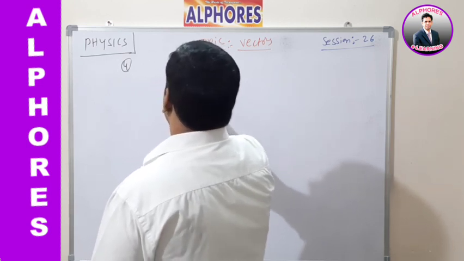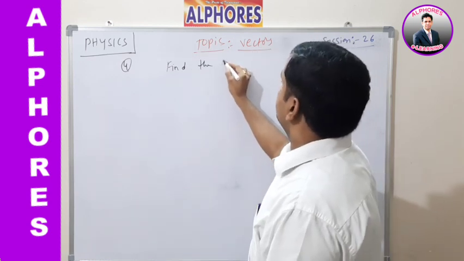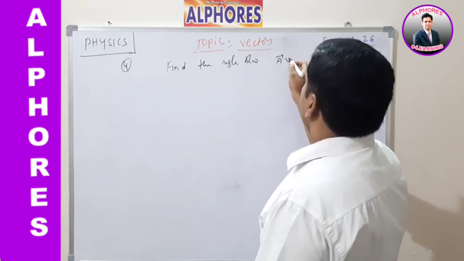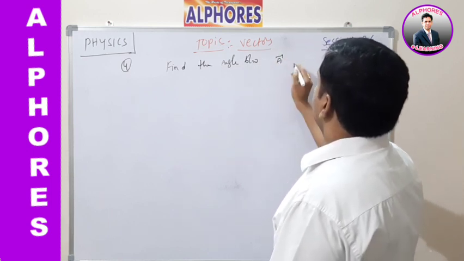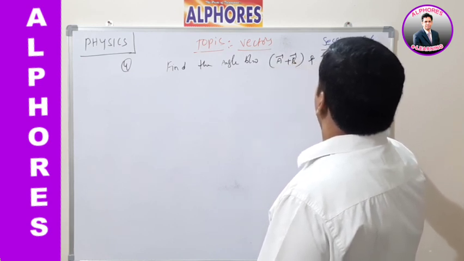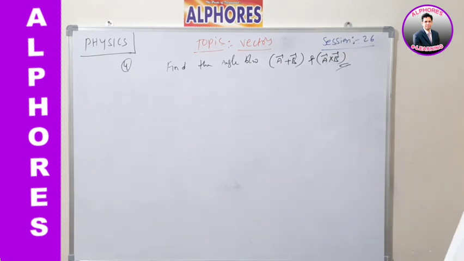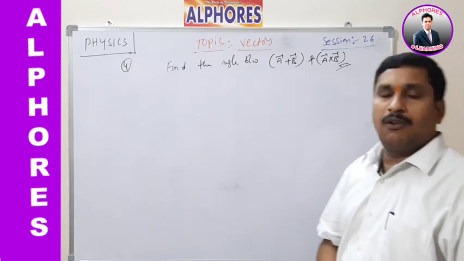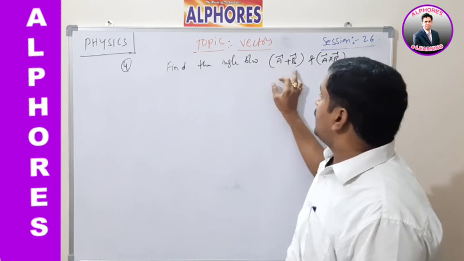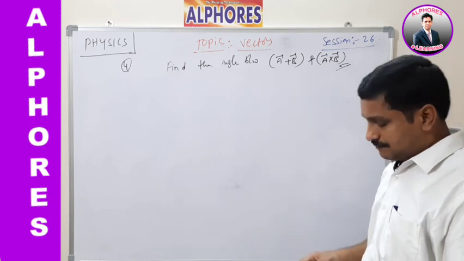Find the angle between A bar plus B bar and A bar cross B bar. In this question I have to find the angle between the sum of two vectors and the cross product of two vectors. Please tell me about this definition.